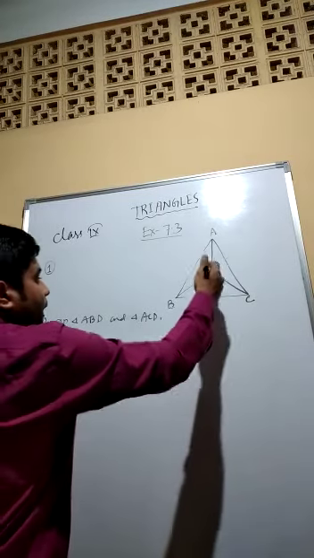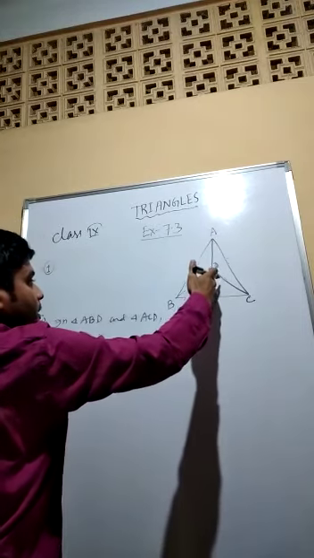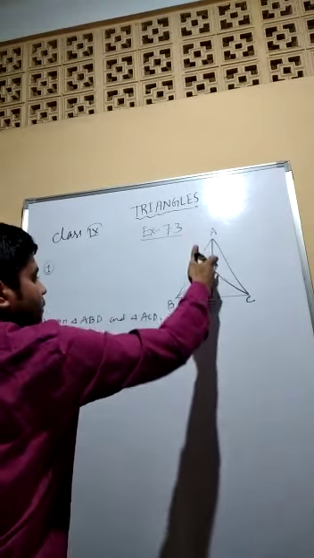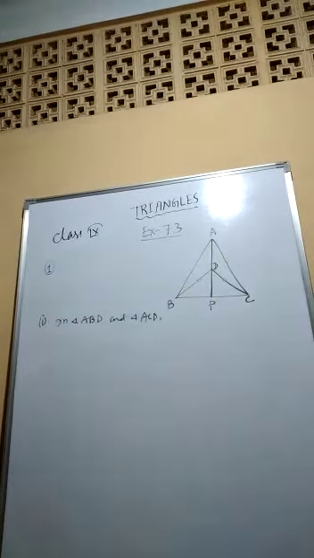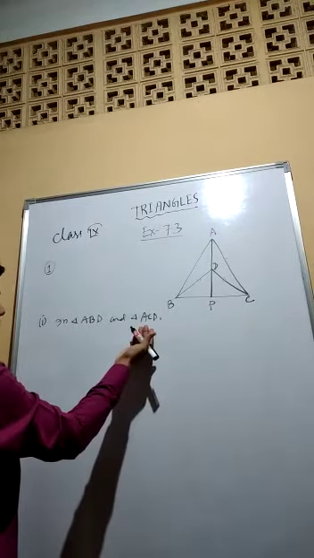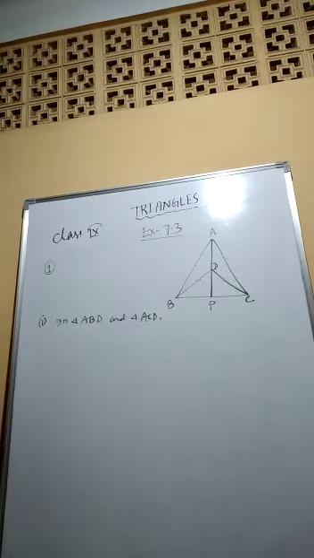Moreover, D is a point above side BC. Then if we extend AD, it will intersect BC at P. These all things are given. What we have to prove in part one is that these two triangles are congruent. That's why I have written here the triangles. We are going to prove they are congruent, so we need to find three conditions.